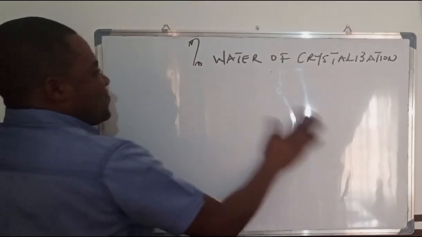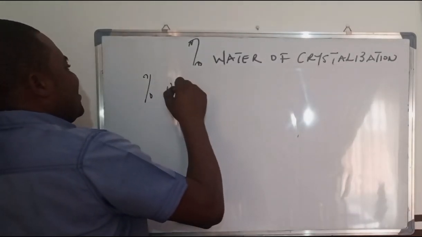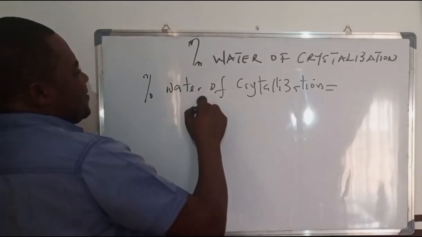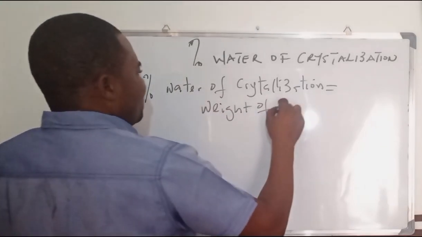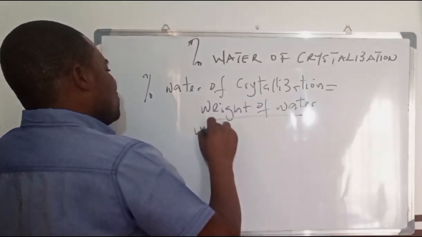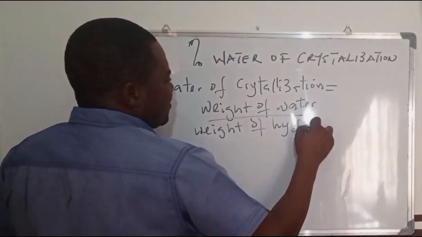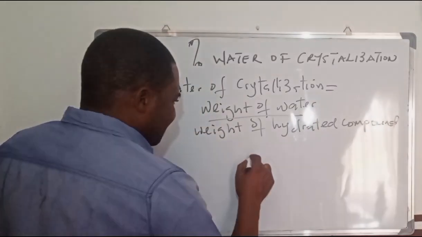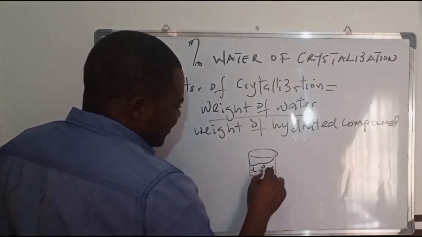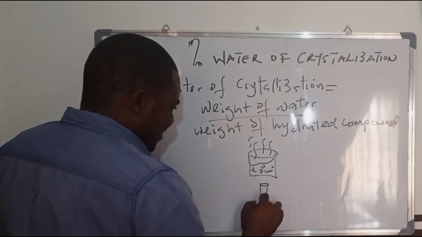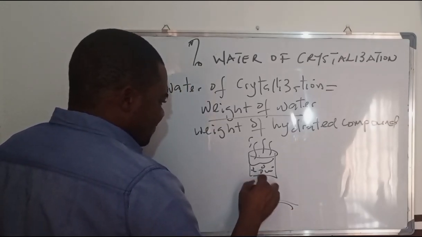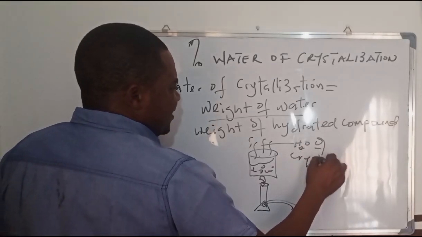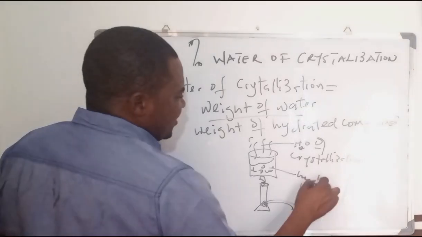To calculate the percentage water of crystallization, remember that percentage water of crystallization is given as the weight of water of crystallization over the weight of hydrated salt or compound. That is it. That is to say, you have a beaker with salt in, and then you have a Bunsen burner with a flame. Now this of course is your water of crystallization, and this of course is your hydrated salt.